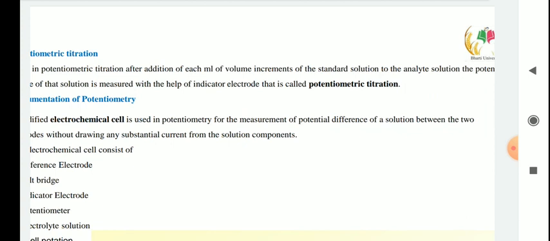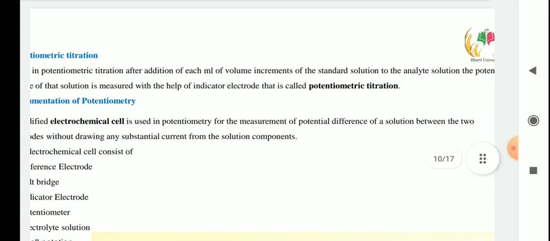So come to titrimetric titration. First is potentiometric titration. In instrumentation of potentiometry, what is potentiometric titration? In potentiometric titration, after adding each mL increment of the standard solution to the analyte solution, the potential of that solution is measured with the help of an indicator electrode. That is called potentiometric titration.